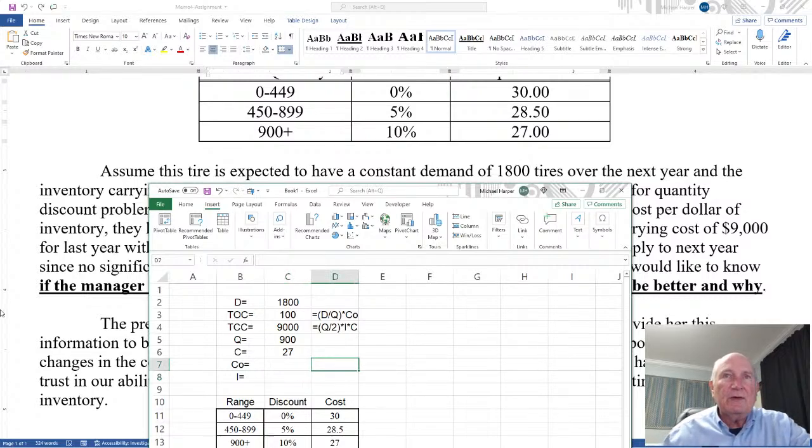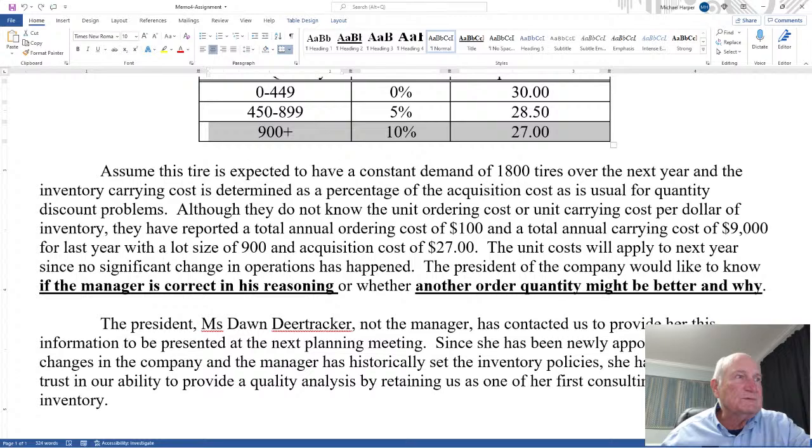Well, from up here, we can see the C sub O is part of this equation right here. And so solving for C sub O, C sub O will equal TOC divided by D divided by Q. So just solve for C sub O. Okay, let's left justify that so we can see it.